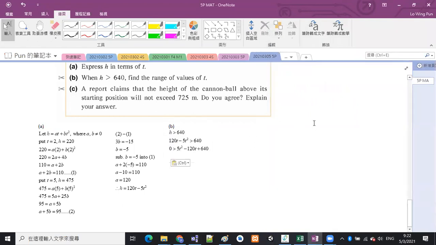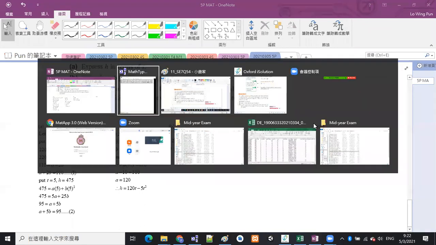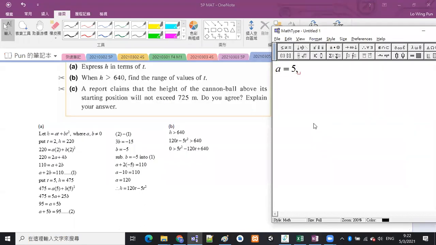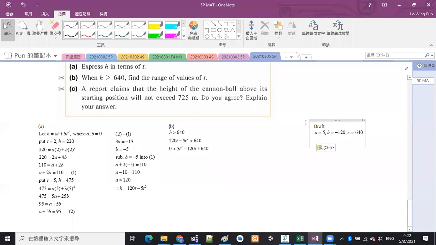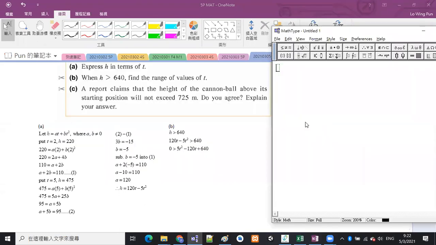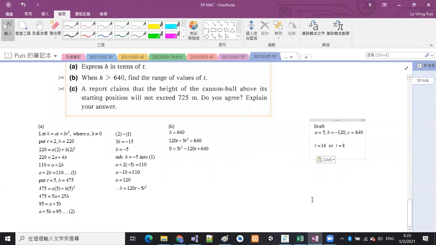So we go to the draft part and use the formula 1, where a is 5 and b is negative 120 and c is 640. And then the calculator will give you what? Let me see. t is 16 or t is equal to 8. Okay, so we have two numbers and that is good.